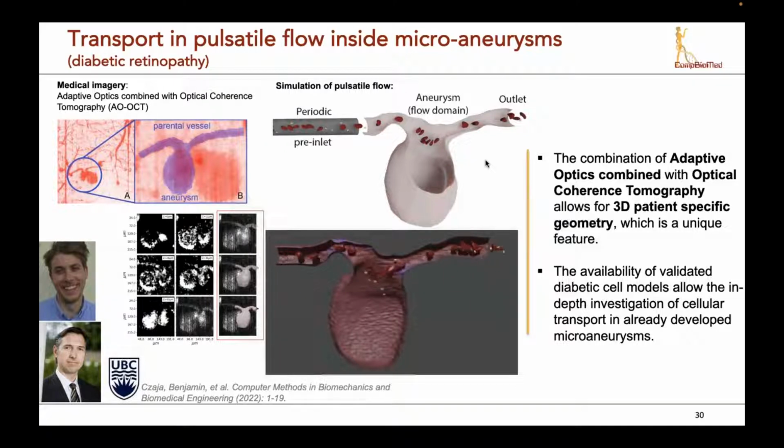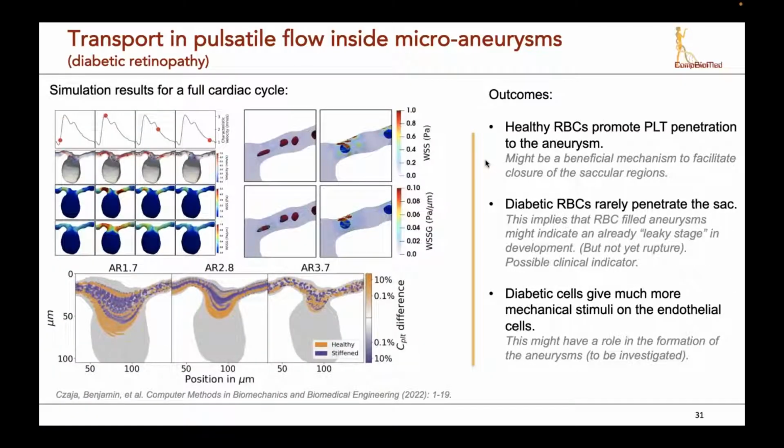So again, we could use detailed experimental measurements on the shape of the retinal vasculature, and then use detailed numerical simulations in order to look at how the cells are transported and what type of forces they exert on the vessel wall. And eventually we found that the formation of these small aneurysms is most likely linked with this stiffened state of red blood cells because they cannot squeeze through the tiny vessels of the retina easily enough. And they exert a mechanical load on the vessel wall, a constant scrubbing, if you will, which eventually leads to inflammatory processes and the development of these small aneurysms in the retina.